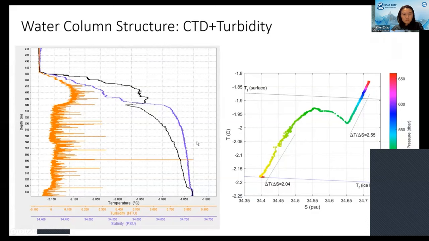And so you can pull out a few layers if you like. Seeing a meltwater layer on the upper side with the lowest salinity. We're looking at purple as salinity, black as temperature, and orange as a turbidity measure. So there's a meltwater layer at the top, and this is the top of that bulge that we saw in the altimeter data.